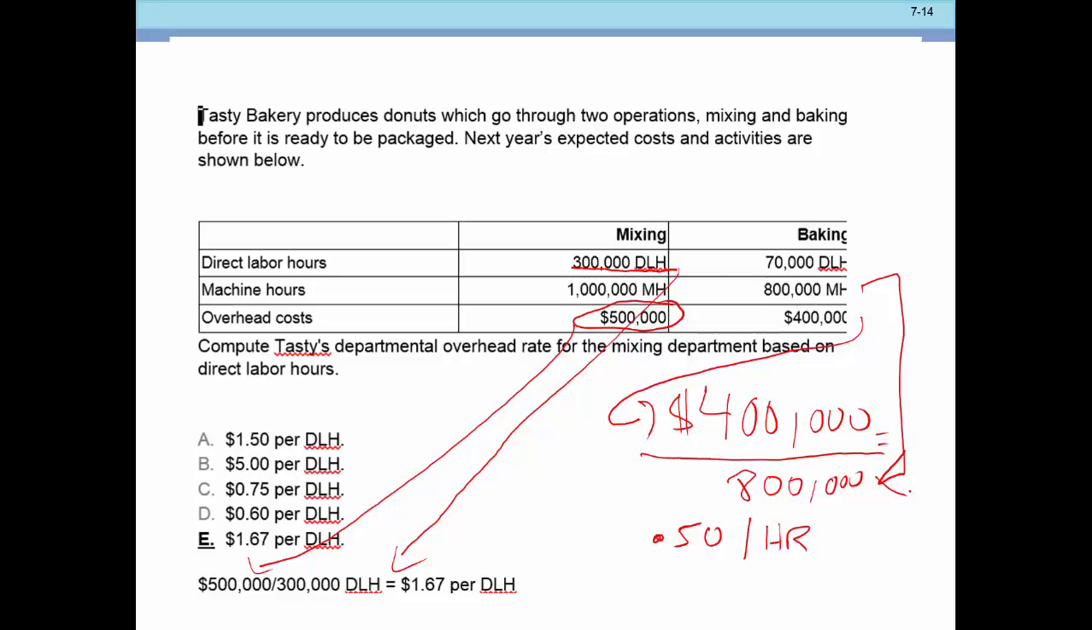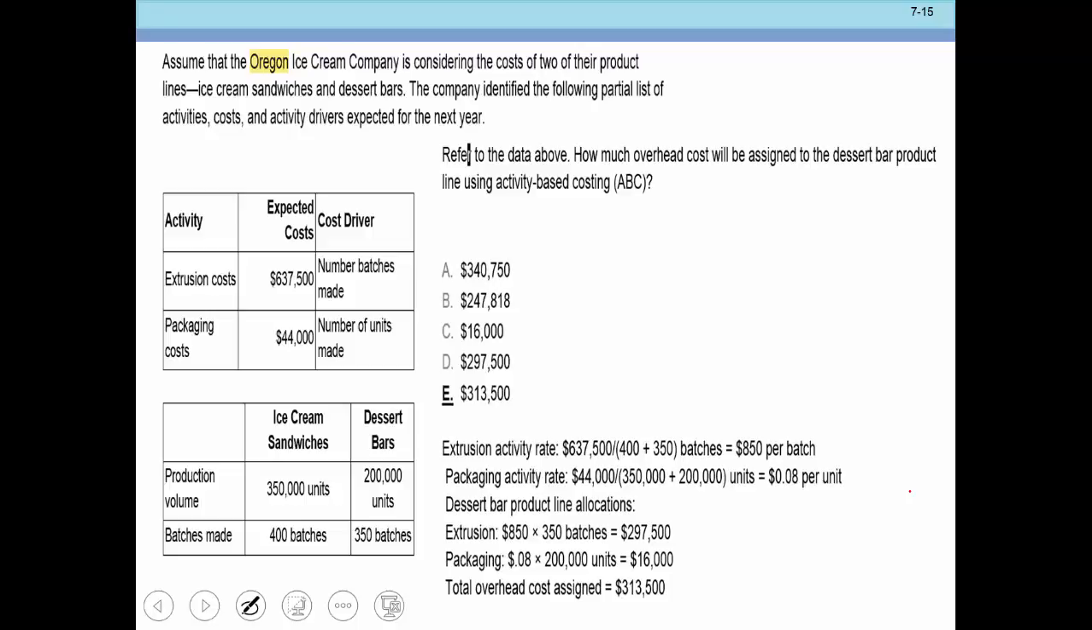Okay, so we get a better look at how our costs are being assigned to the products this way. Now let's take a look at one in which we are finally going to be talking about activity-based costing. We talked about one plant-wide overhead rate. We did it by department. Now we are going to do it by activity. So this question really starts to get us into activity-based costing.